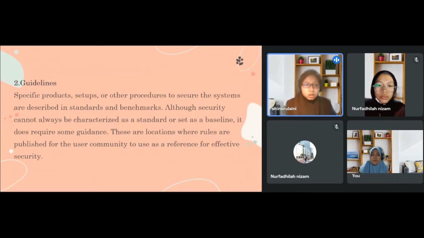Next, second is guidelines. Specific products, setups, or other procedures to secure the system are described in standards and benchmarks. Although security cannot always be characterized as a standard or set as a baseline, it does require some guidance. There are locations where rules are published for the user community to use as a reference for effective security.